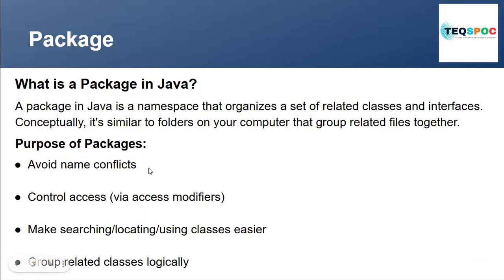If two classes have the same name, then put them in different packages, and then you can access and control the access. It makes searching easy. Like in a computer we have drive A, drive B, drive C. Inside the drives, we have different types of files. So that's where there are packages. It is very easy to search, locate, and use the classes, or perform group related activity.